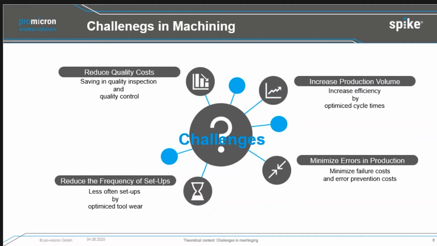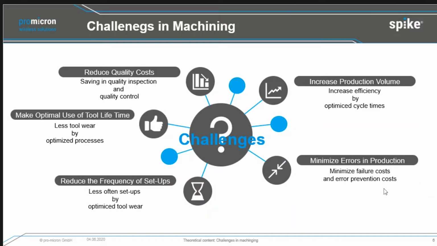Now, since we reduced the non-value added cost, if we were able to challenge all the first three things, we are now able to increase the production volume because we have more time left to spend producing parts. So increased production volume is also a common thing. And finally, of course, make optimal use of tool lifetime or optimize cycle times of our processes.